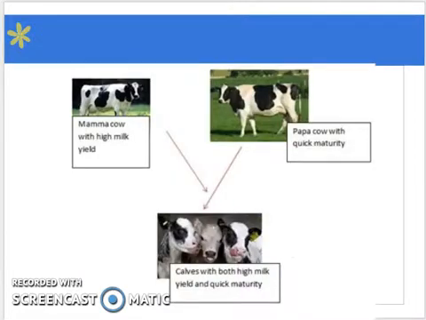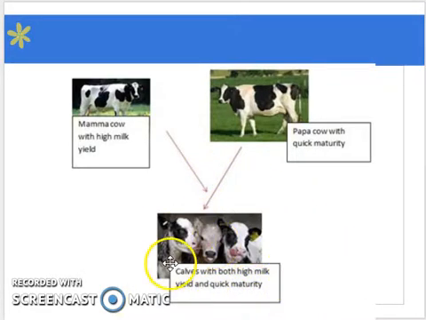For example, this mama cow has a trait I like. She makes a lot of milk. This papa cow has a trait I also like. He was quick to mature. By breeding them together, meaning I have them mate, their offspring will have traits of both the parents. These calves have both a high milk yield and are quick to mature.